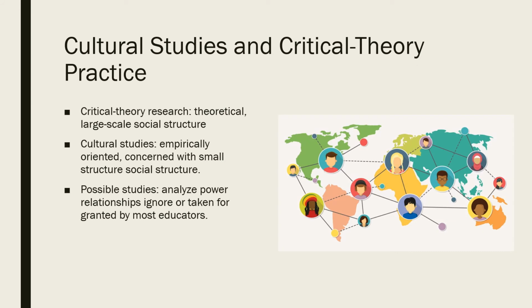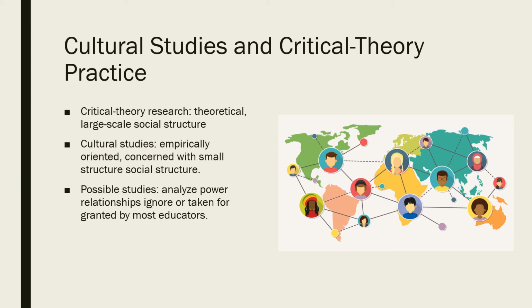Next, moving on, there's cultural studies and critical theory practice. The textbook says that these two terms are basically used synonymously. They're very similar ideas, which is why they are grouped together into cultural studies and critical theory practice. Under critical theory research, they said theoretical and large-scale social structure, whereas cultural studies, they said, was empirically oriented and concerned with small social structure.